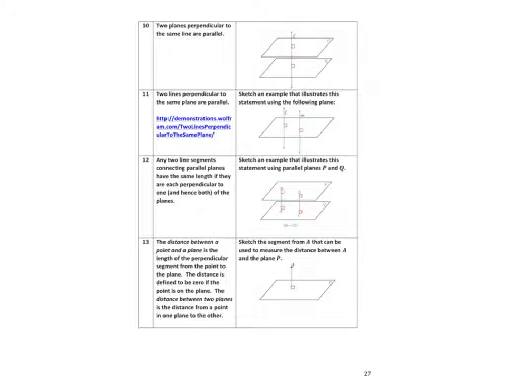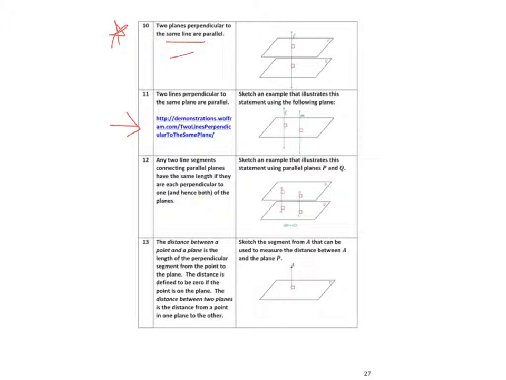2 planes perpendicular to the same line are parallel. I've seen that on the Regents, so make sure you know that. And 2 lines perpendicular to the same plane are parallel. Okay, that's also been on the Regents. Make sure you take a look at this video. Any 2 line segments connecting parallel planes have the same length if they are each perpendicular to one and hence both of the planes. Okay, so that's pretty evident.